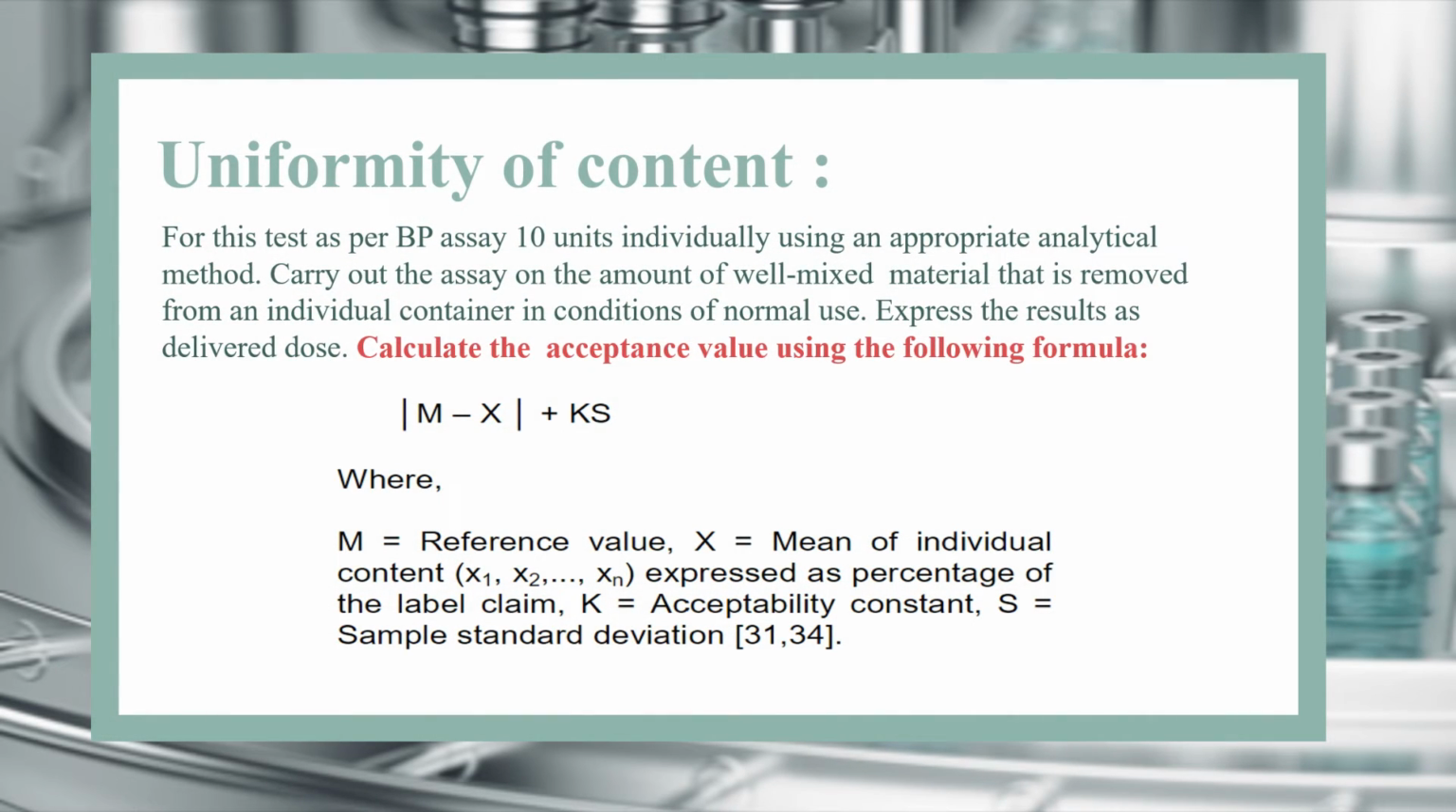Uniformity of content. For this test, as per the British Pharmacopoeia, assay 10 units individually using an appropriate analytical method. Carry out the assay on the amount of well-mixed material that is removed from an individual container in conditions of normal use. Express the result as delivered dose. Calculate the acceptance value using the following formula: M, the reference value, minus X, the mean of individual contents expressed as a percentage of the label claim, plus K, the acceptability constant, multiplied by S, the sample standard deviation.